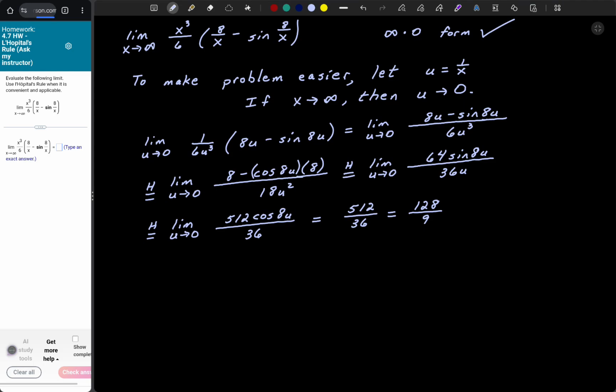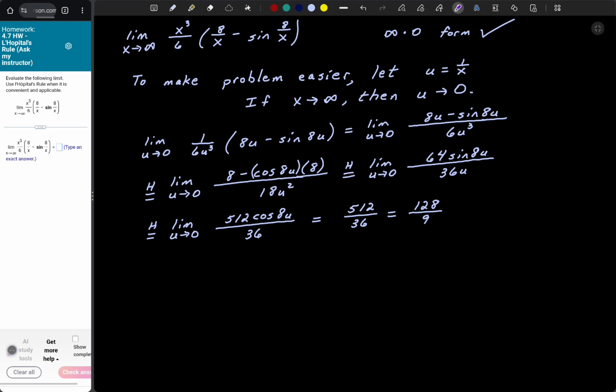Okay, so first thing I did was I needed to determine if L'Hopital's rule applied, or if I could just go ahead and evaluate the limit. And you certainly cannot go ahead and evaluate the limit, but L'Hopital's rule does apply because when you plug in infinity, this first term, of course, infinity cubed over 6 is infinity. But then the second term, 8 divided by infinity, minus the sine of 0, that's 0 minus 0, so we get a 0 for that term. Infinity times 0 is one of our indeterminate forms. So I know that L'Hopital should be able to work with it.